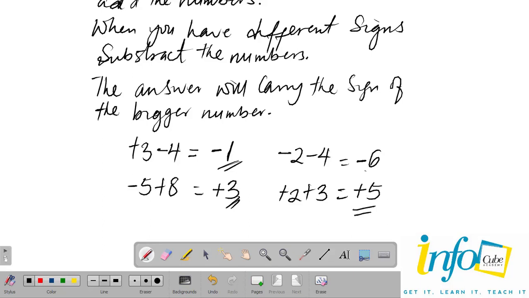So with this, I've been able to equip you on the basic things you need to know in algebra before we enter into the simplification aspect of it.